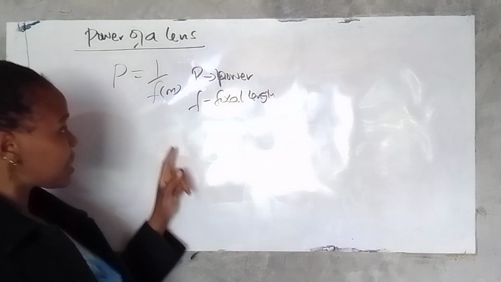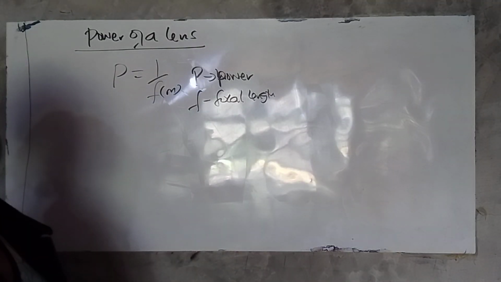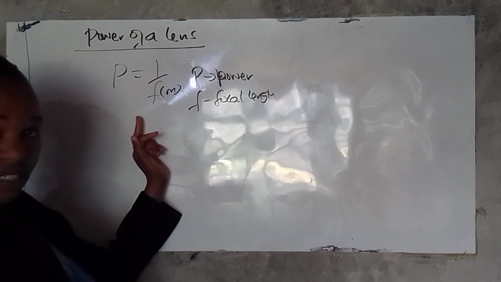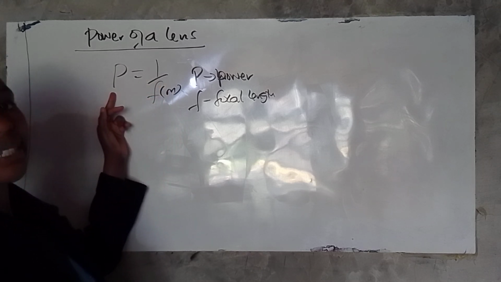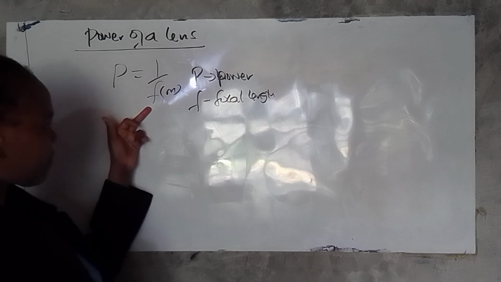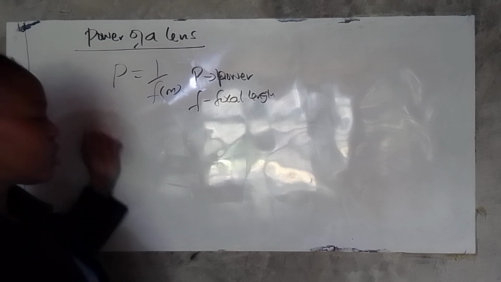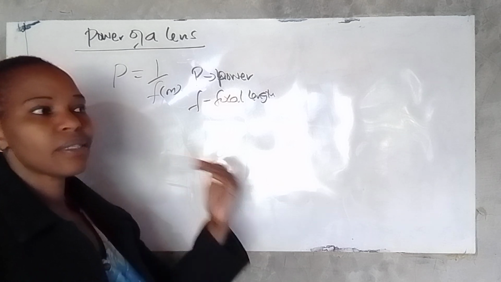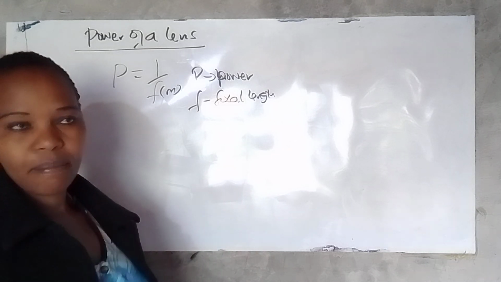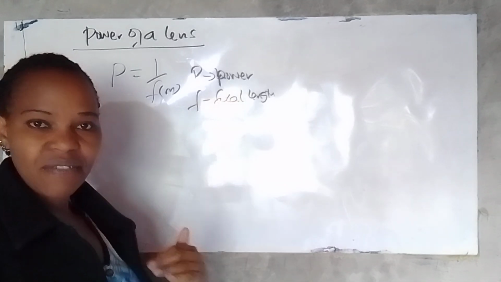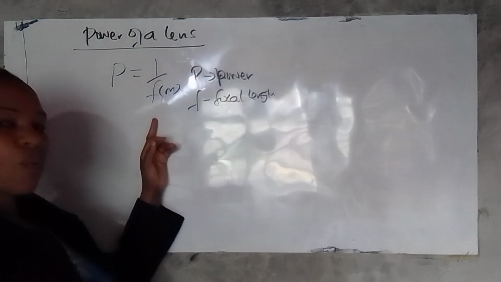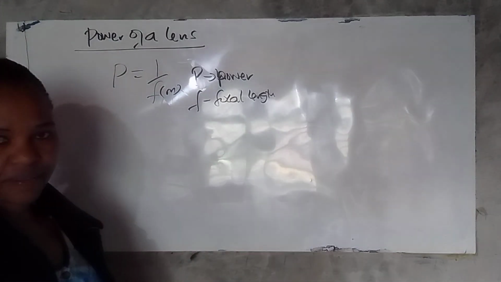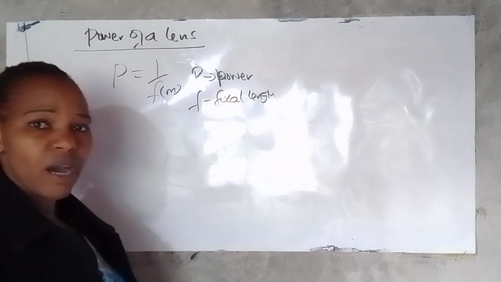Why am I saying that? You see, f, the focal length, is on the denominator side. If this value f increases, then P will decrease because it is on the lower side. If f decreases, then P should increase. Anytime you are dividing by a larger number, you get a smaller value. When you divide by a smaller number, you get a larger value. So the two are inversely proportional. An increase in f will bring a decrease in P, and a decrease in f will bring an increase in P.